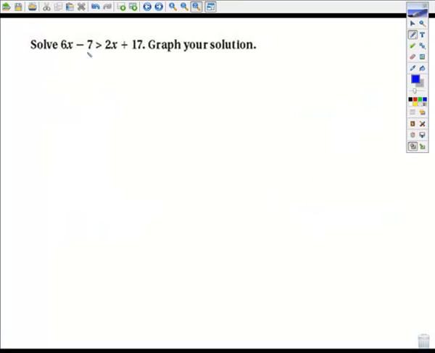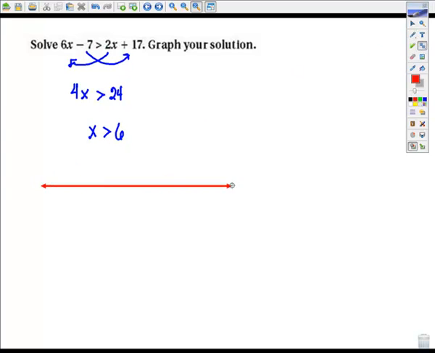Let's try this one. It's multi-step. I'm going to go ahead and subtract 2x, so I get 4x, and I will add 7, so 4x is greater than 24. If I divide by 4, I get x is greater than 6. So I will put 5, 6, 7, open circle. This time, pretend that's straight. I'm shading it to the right.